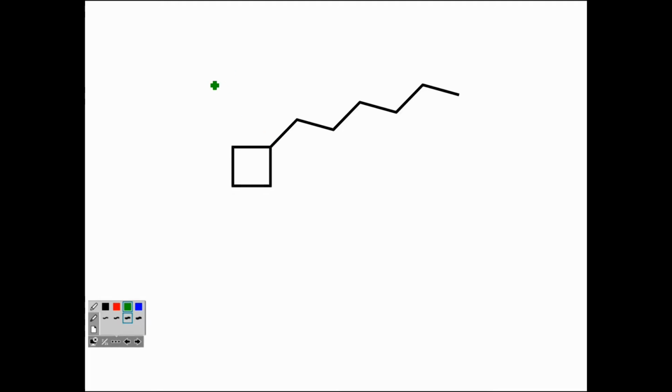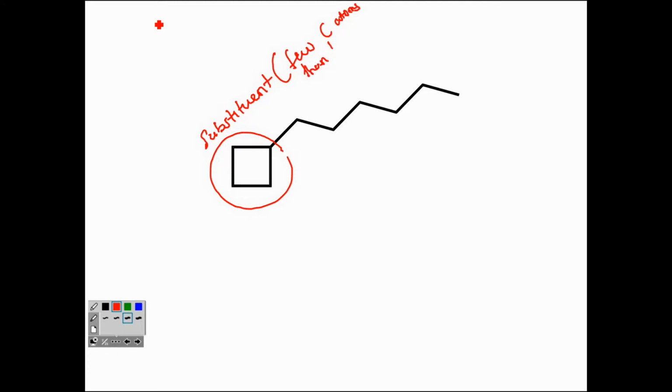Here is different. You have a ring here, and you have a long chain containing many more carbons than what we have in the ring, so the ring is gonna be a substituent again. So the rule here is that when you have a chain that has more carbons than the ring, then the ring becomes the substituent. So here we'll take the ring as a substituent. Why? Because it has fewer carbon atoms than the chain.